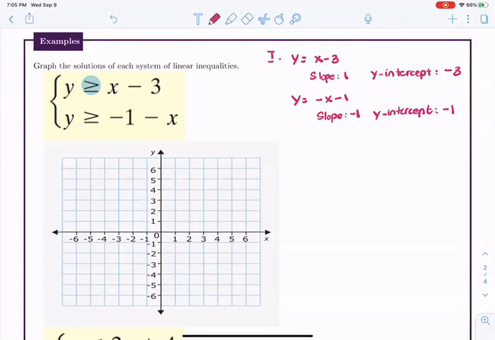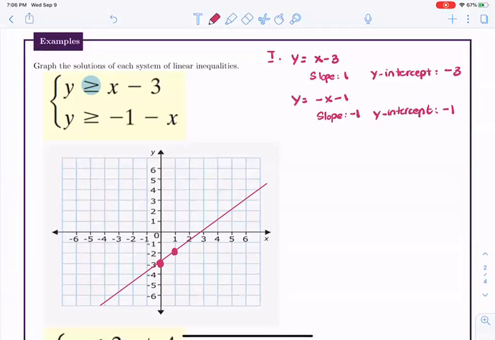So my first line, the y-intercept is at negative 3. The slope is 1. So it's right over there. You can pick a number that you like. And I'm going to draw a line through the points. And that's what I get.